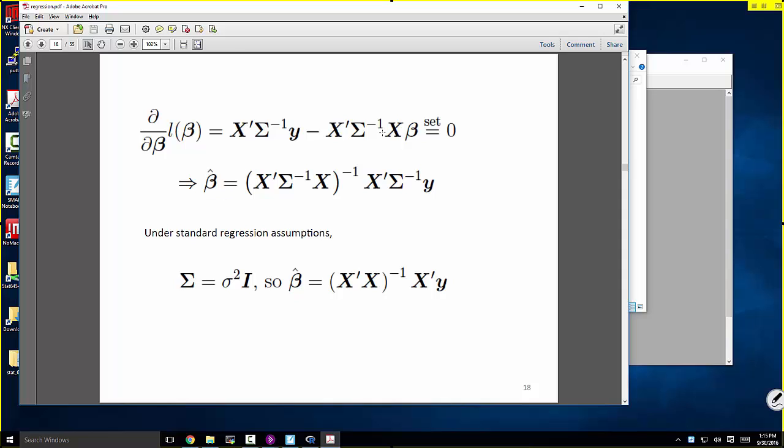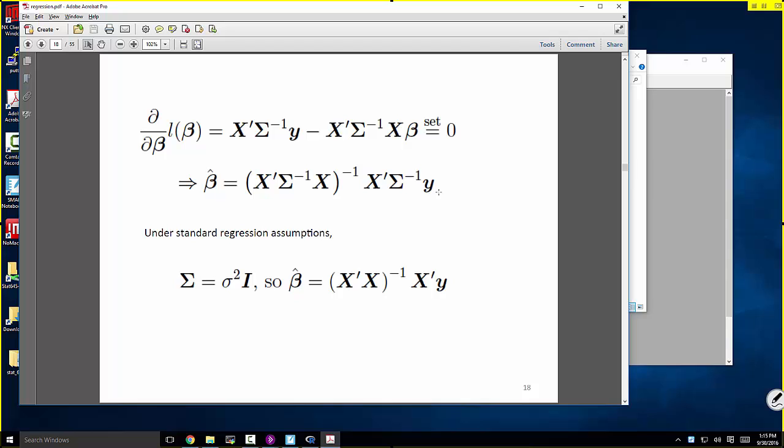Oh, I have it right here. So this is the derivative. Setting this equal to 0, you can move this thing over to the right, and then if you pre-multiply both sides by the inverse of this, you'll isolate beta. So beta hat is this expression. The maximum likelihood estimator of a vector of regression coefficients is (X transpose Sigma inverse X) inverse, X transpose Sigma inverse y.